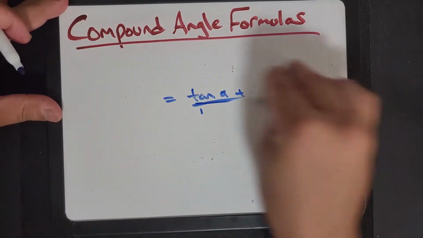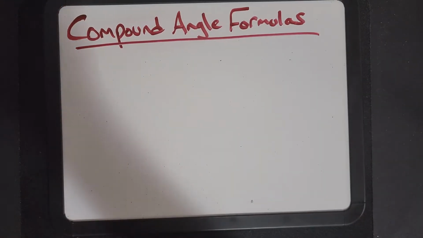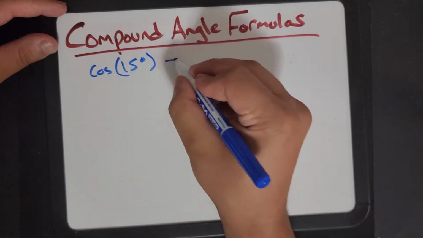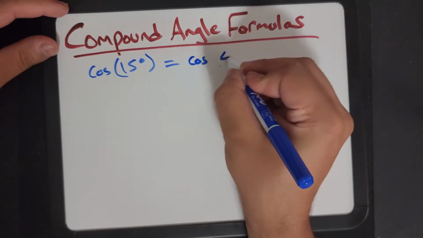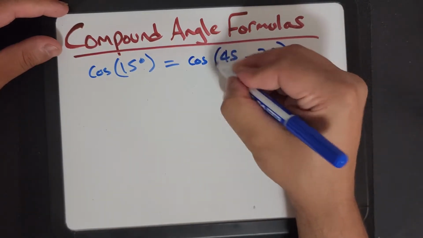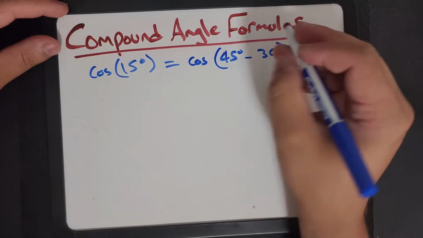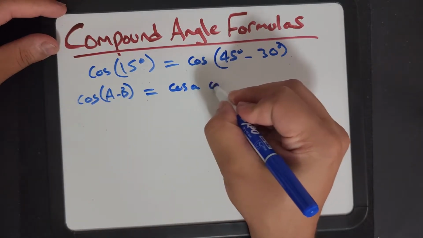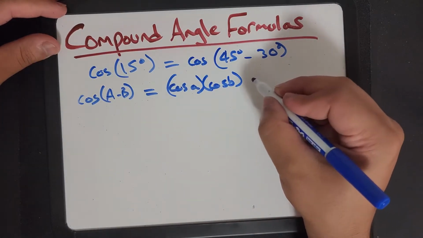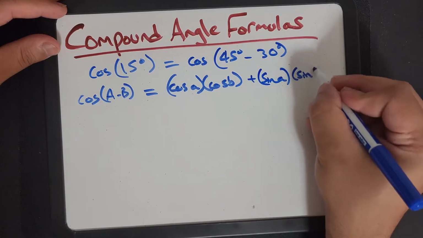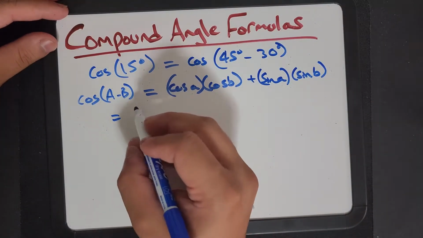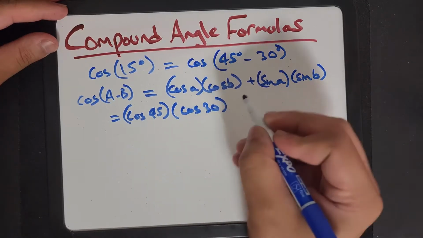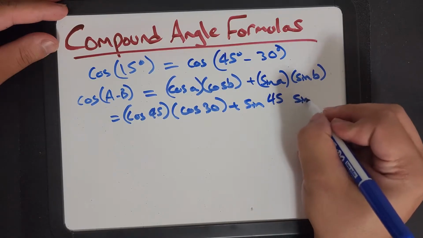So let's look at some examples on how to do these. So say we want to find the exact value of cos of 15 degrees. We can rewrite cos 15 as cos of 45 minus 30 degrees, because 45 and 30 are special angles. So if we look at our cos A minus B formula, we can do cos A cos B plus sine A sine B, which, if we rewrite it, our A is 45, cos 45, and our B is cos 30, plus sine 45 sine 30.